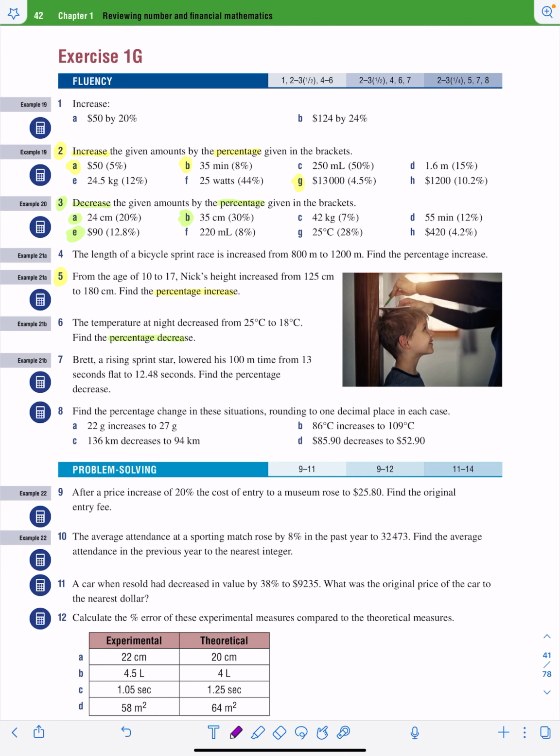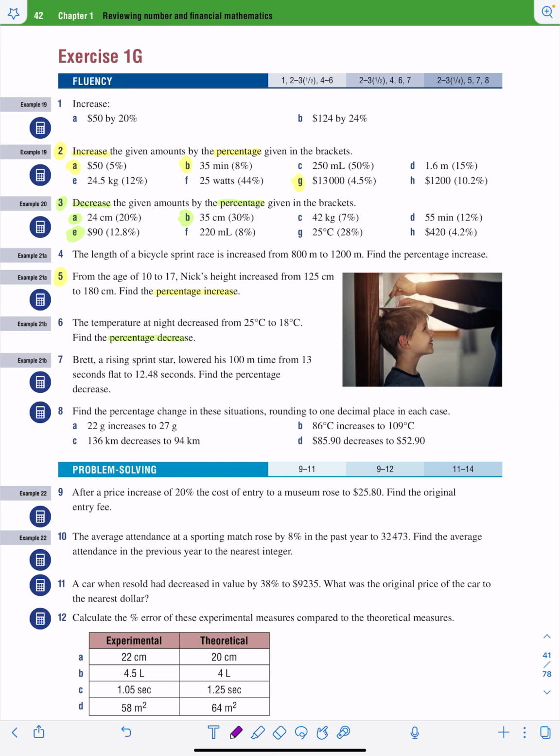In this video, we will solve some questions for percentage increase, and we'll also solve some questions for percentage decrease. On the screen there, you can see some questions highlighted in yellow. They're the questions that we will solve for percentage increase, and then we will go on and solve the green ones, which are for percentage decrease. Okay, let's get going with question 2.